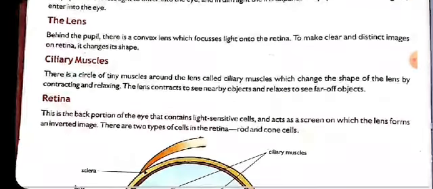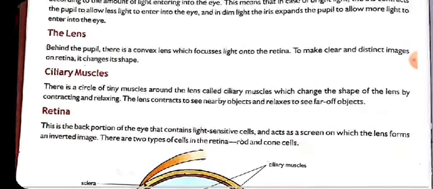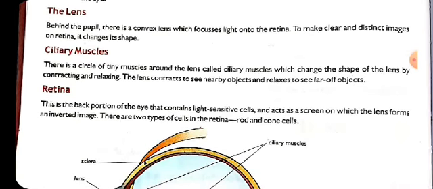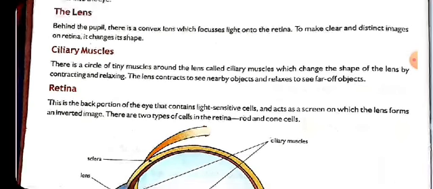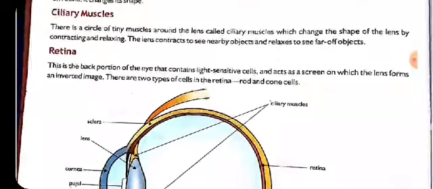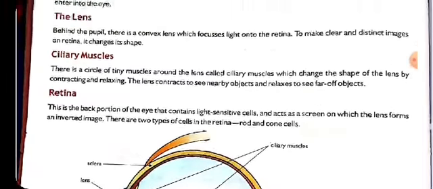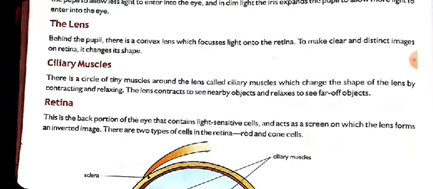Next is the lens, that is convex lens, which is a natural lens present in our eyes and acts as a converging lens and forms a clear image on retina. And it forms an inverted image on the retina because convex lens in most of the cases forms virtual images, but here it forms a real and inverted image on the retina.